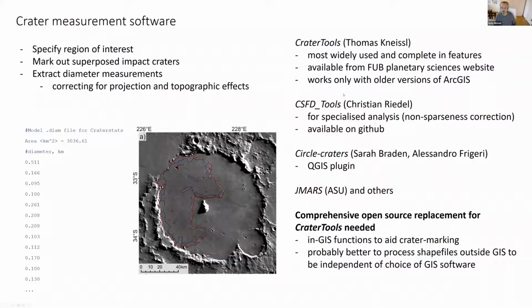But we are at a point where, although most people are using Crater Tools, we really need a nice open source replacement for it. And this tool should probably have some in-GIS functions which do the basic stuff, like allowing you to mark craters with a few points efficiently and add them to a shapefile. Personally, I think it would probably be better, unlike Crater Tools, which is entirely an add-in inside ArcGIS at the moment, to have a piece of software that can process the shapefiles outside the GIS system, so that you're independent of what kind of GIS software you use.